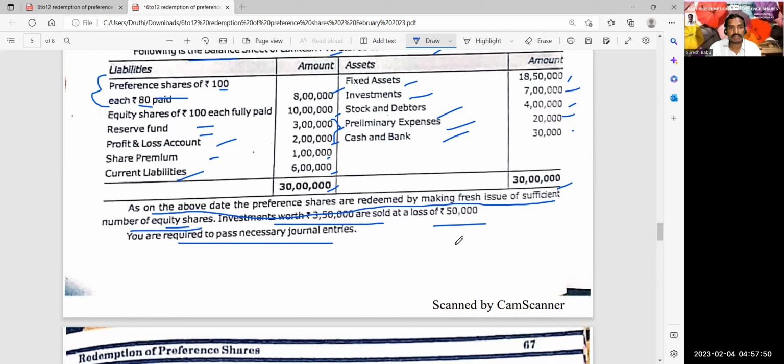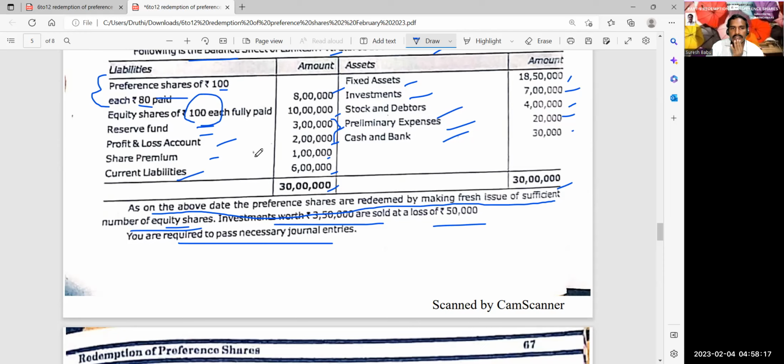Very, very simple sum. So how much do we require for preference shares? To pay preference, first, 2 journal entries. One is final call due, final call received. 8 lakhs becomes 10 lakhs. Now you need 10 lakh rupees. Okay. If you need 10 lakh rupees, okay. So sufficient number of equity shares could be used. So 100 rupees is the per share, correct?